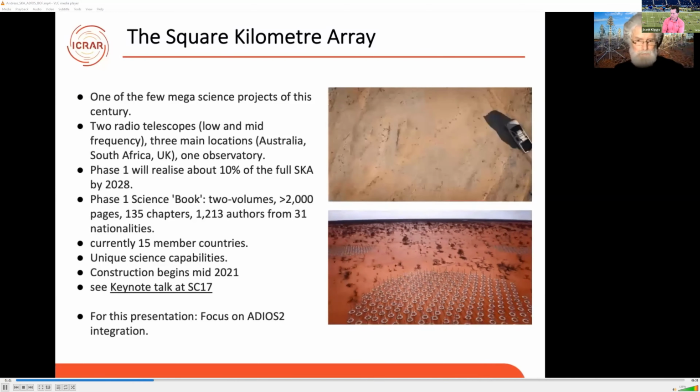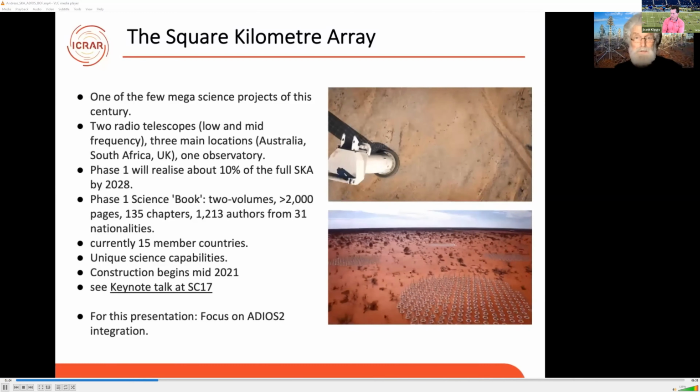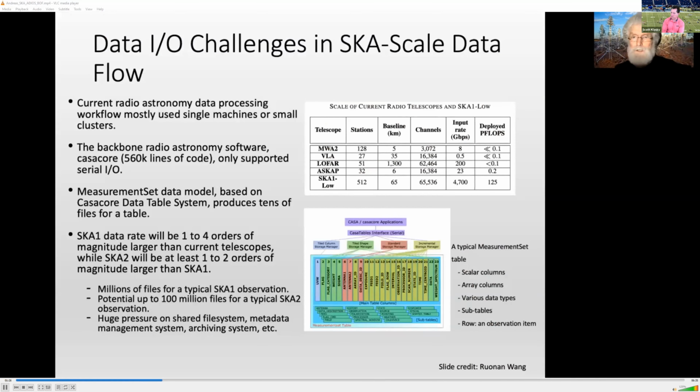In this presentation, I will focus on ADIOS 2 integration. The SKA-scale data flow poses a lot of data I/O challenges. Current radio astronomy data processing mostly consists of single machines or small clusters nowadays. The backbone of the radio astronomy software is Casacore, so 560,000 lines of code developed over many decades. Up to now, it only supported serial I/O.